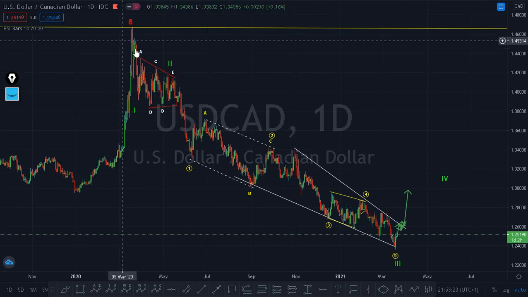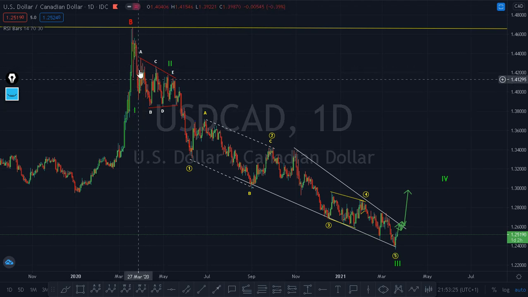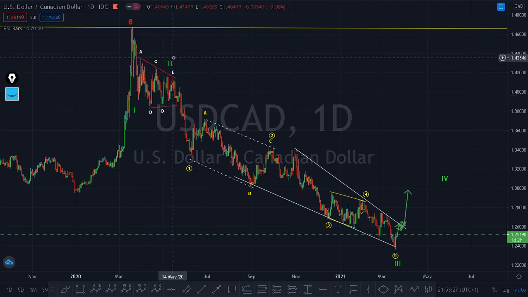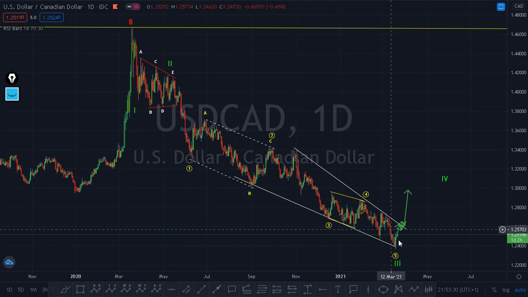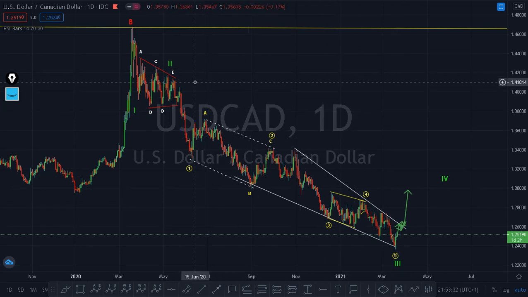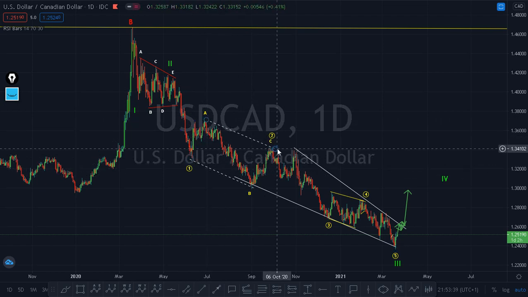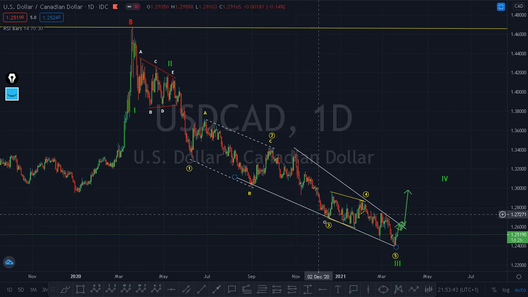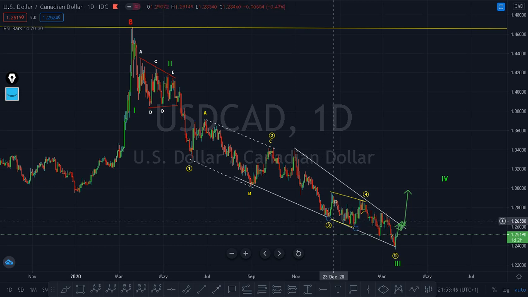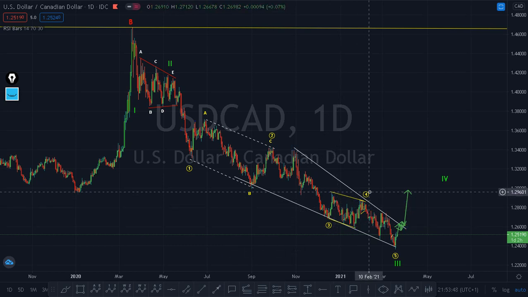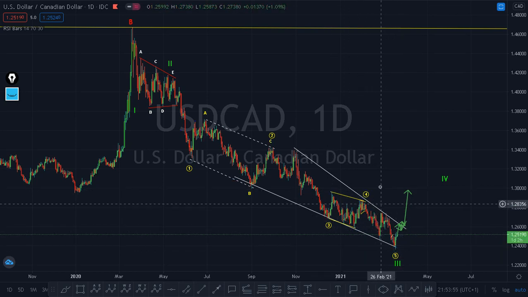You can see wave 1, wave 2 is a triangle, A, B, C, D, E, and you can see wave 3. Wave 3 developed in 5 waves. You can see 1, you can see A, B, C, running flat again. You can see 3, you can see A, B, C, another running flat, and you can see 5. That's A, B, C, 4, then 5.